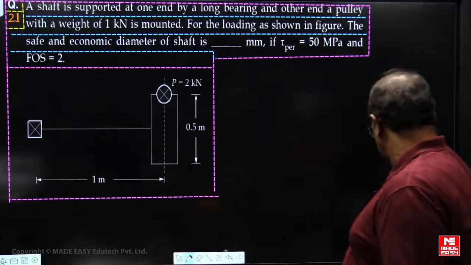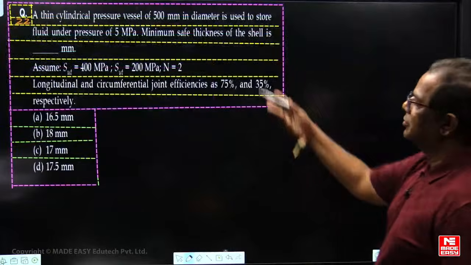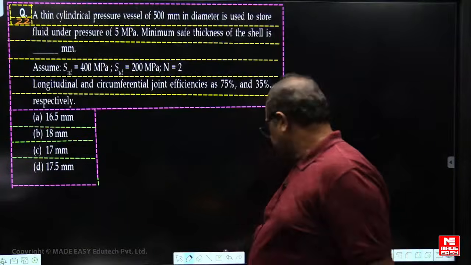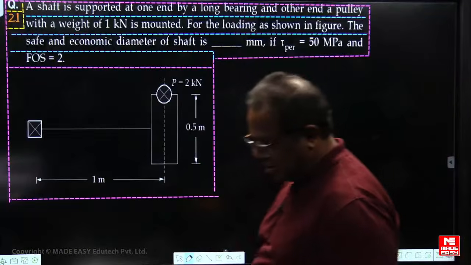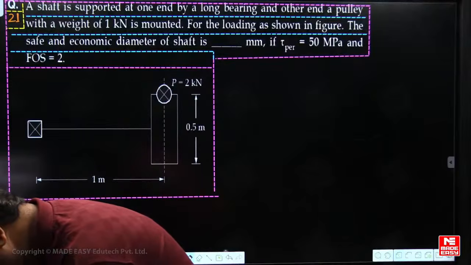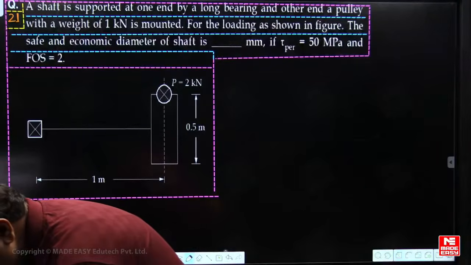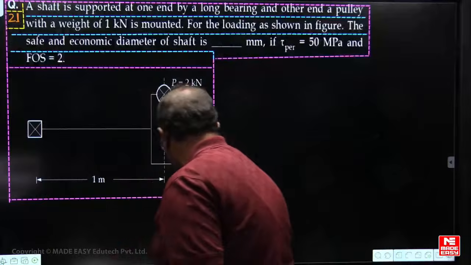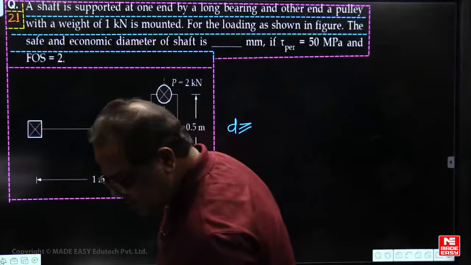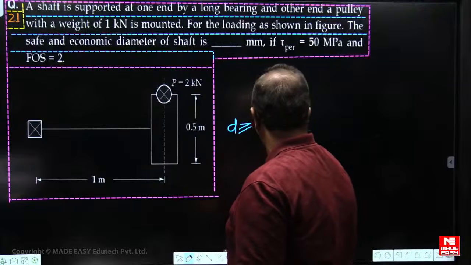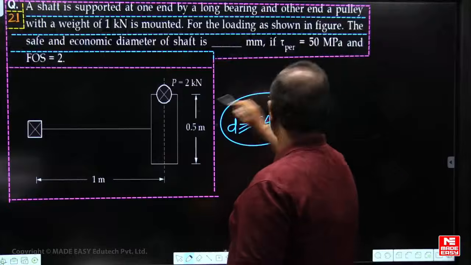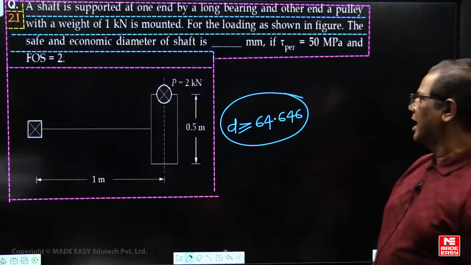So we'll do one question on the pressure vessel. Can you do this now? Most of the students are going to make a mistake. For the previous question, question number 21, the answer is 64.646 mm.